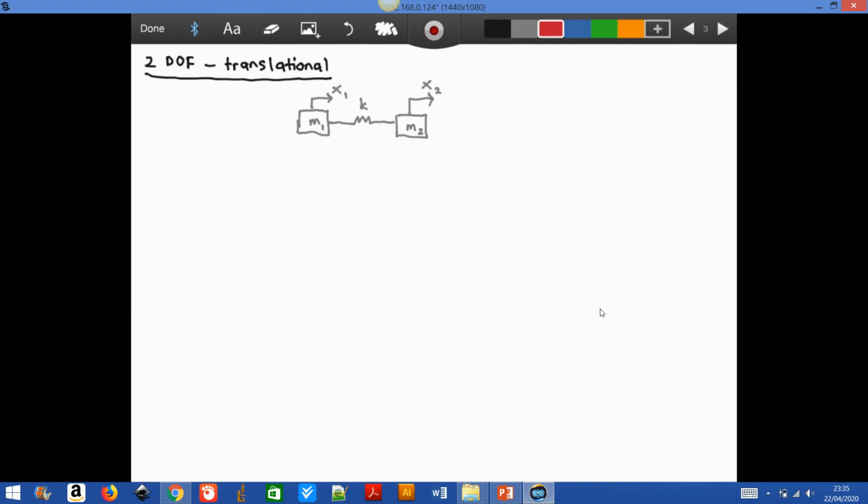Alright, next we're going to look at another example, which is 2 degrees of freedom, still a translational vibration, whereby I have 2 masses here, m1 and m2, and we have a spring k, moving to the right. The first step, what I always do is write the generalized coordinates. It's a translational vibration, therefore the generalized coordinates will be x1 and x2.